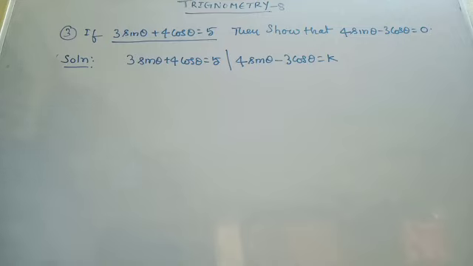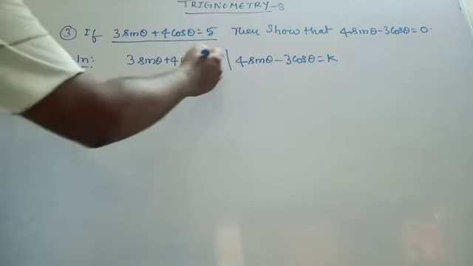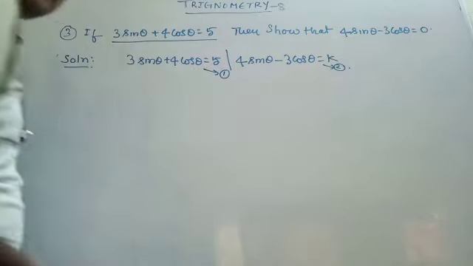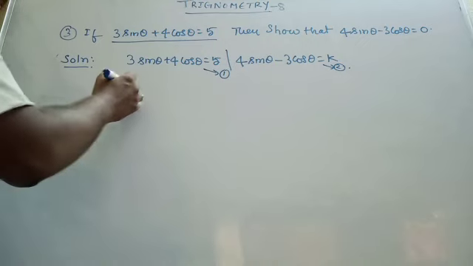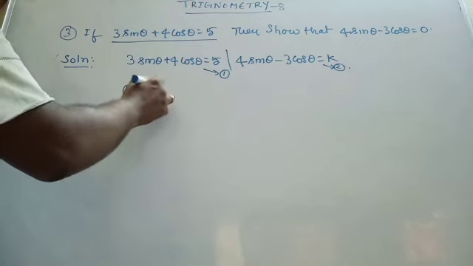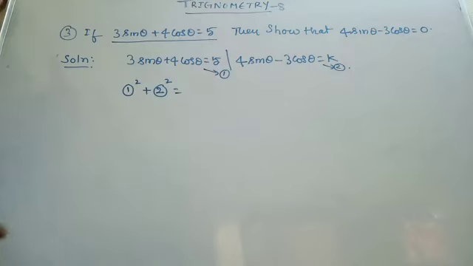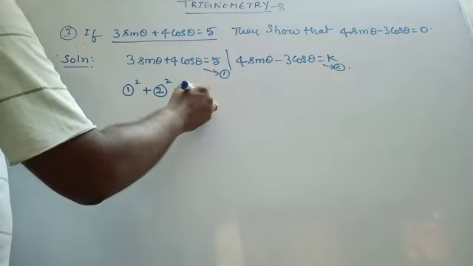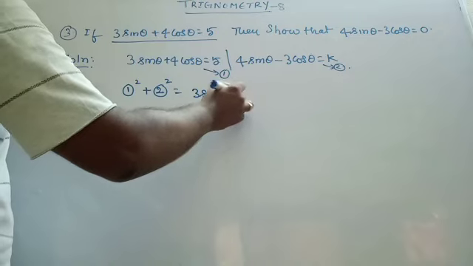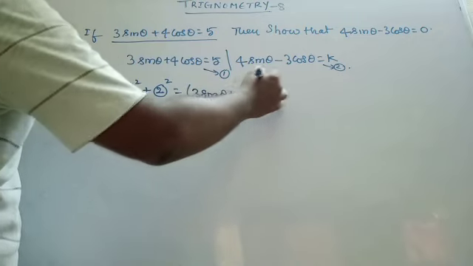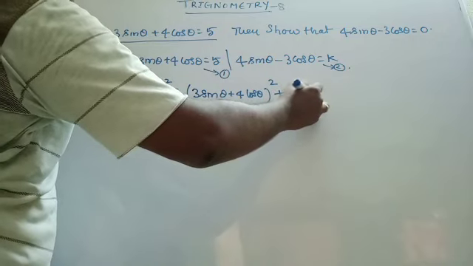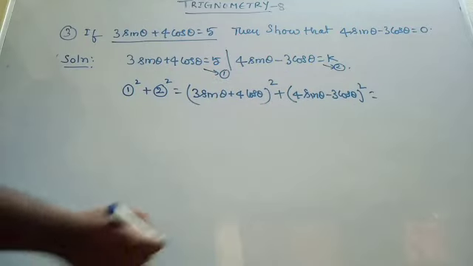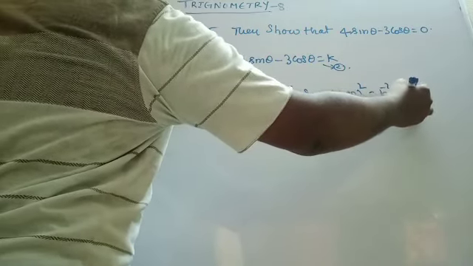Right, my dear students, now how we are going to proceed: we know two equations here. Let us call this equation number 1 and this equation number 2. Once we have these two equations, let us do equation 1 squared plus equation 2 squared. Now we are going to get (3 sin theta plus 4 cos theta) whole squared plus (4 sin theta minus 3 cos theta) whole squared, equal to 5 squared plus k squared.